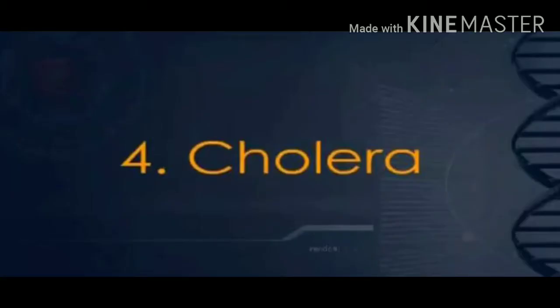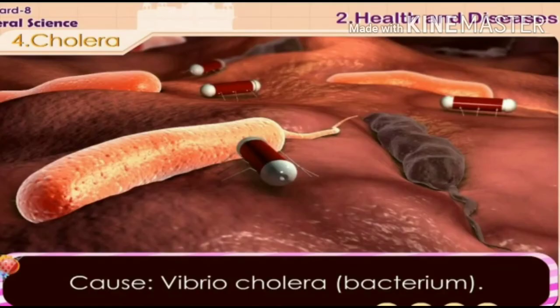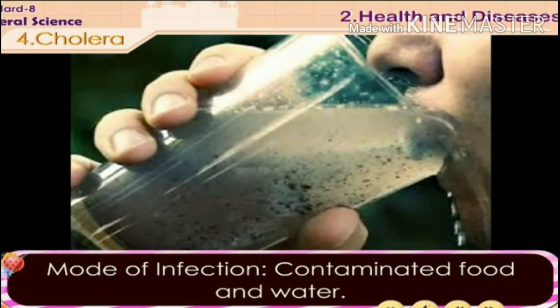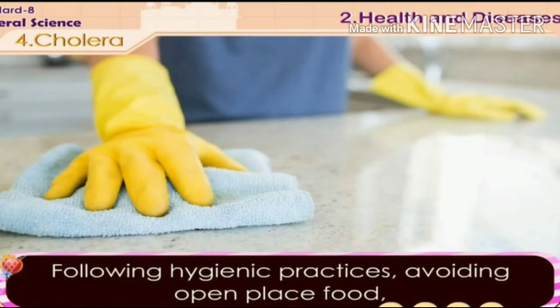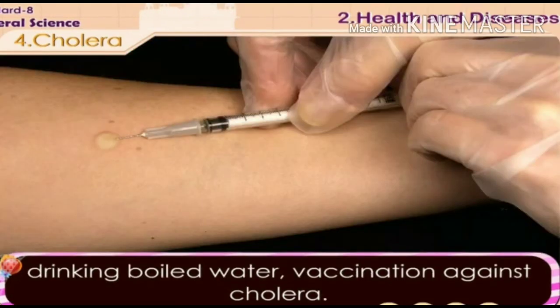Number 4, cholera. Cholera is caused by Vibrio cholerae bacterium. Mode of infection: contaminated food and water. Symptoms of cholera are vomiting, severe diarrhea, cramps in legs. Prevention and treatment of cholera are following hygienic practices: avoiding open food, drinking boiled water, vaccination against cholera.